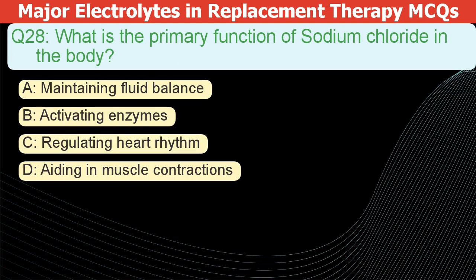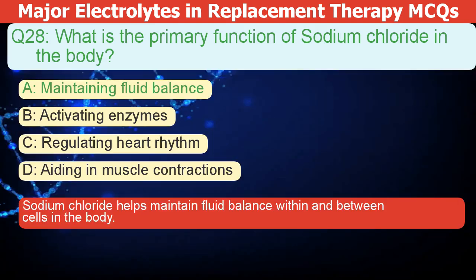What is the primary function of sodium chloride in the body? A. Maintaining fluid balance. B. Activating enzymes. C. Regulating heart rhythm. D. Aiding in muscle contractions. The correct answer is A. Sodium chloride helps maintain fluid balance within and between cells in the body.